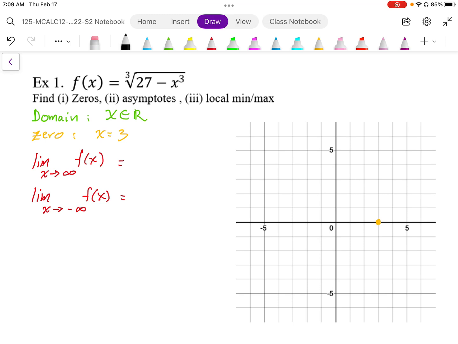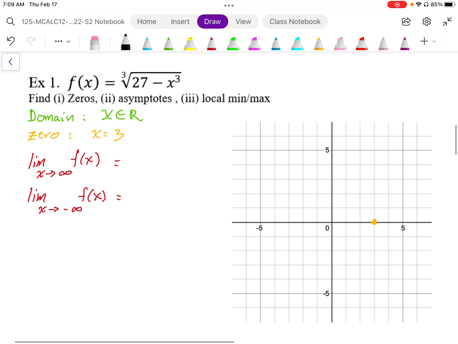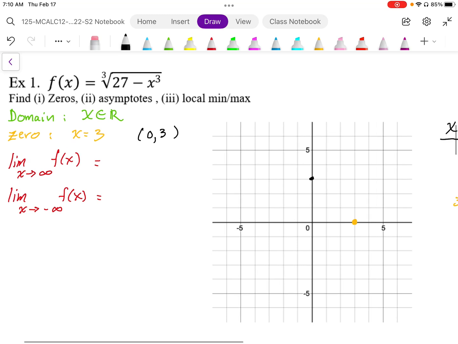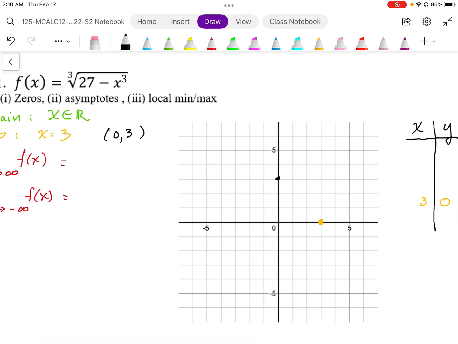If we look for a zero, we can see that the zero occurs at x equals positive 3. So I put that in my table of values and I put that on the graph. And just taking a look at this, you might notice that there is a convenient coordinate. When x is 0, you can cube root 27. So when x is 0, the y-intercept is going to be at (0, 3). I'm just going to put that in as well.